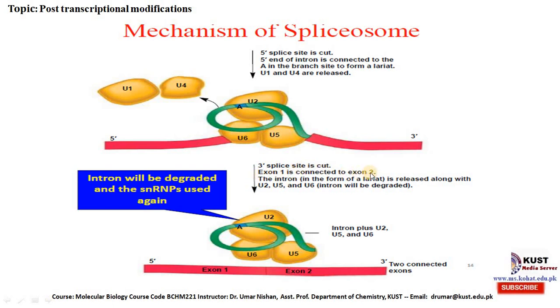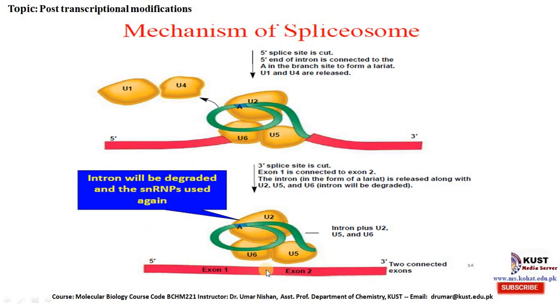Exon 1 is connected to exon 2. The intron in the form of a lariat is released along with U2, U5 and U6. The intron will be degraded because introns are non-coding sequences which are not needed. The snRNPs are used again.